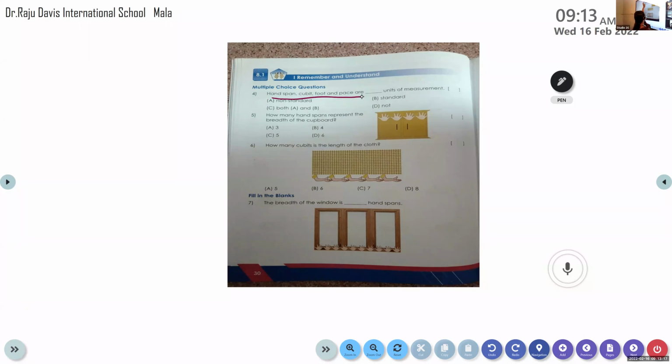It's given here: A, non-standard, B, standard, C, both A and B, D, none. Isra Francis, what is the correct answer? Handspan, cubit, foot, and pace are dash units of measurement. Is it non-standard or standard? Non-standard. Very good. You can put a tick mark for option A, non-standard, because they are body parts, and it's different for different persons. Option A is the correct answer.